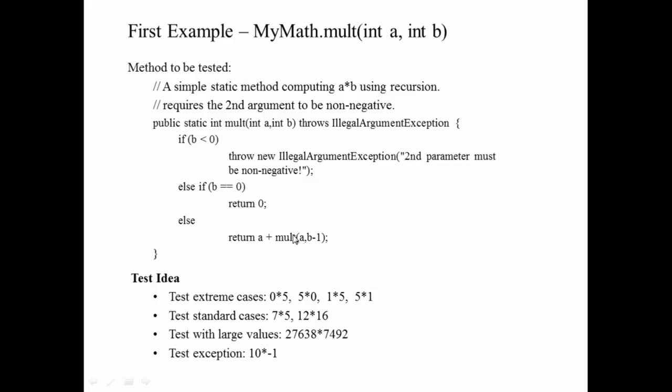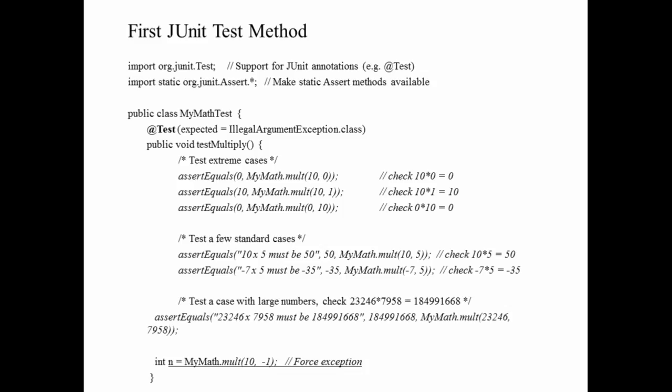We have a recursive approach here, so you see that this method is calling itself again to compute the values. To test this method, we have defined some extreme cases and some standard cases. Here we have extreme cases with the lowest or minimum values, and extreme cases with larger values. We have some standard cases, and then some exceptional cases, just to see how this method behaves when there are exceptions.